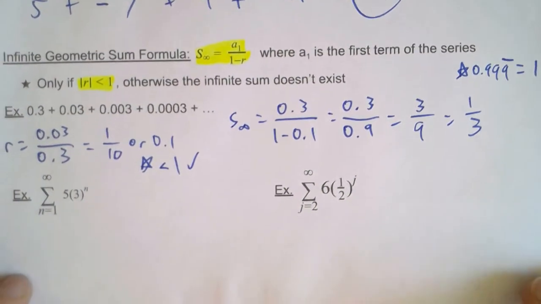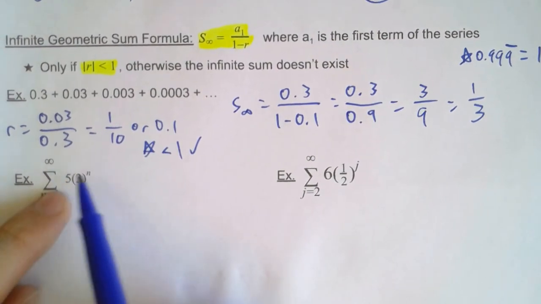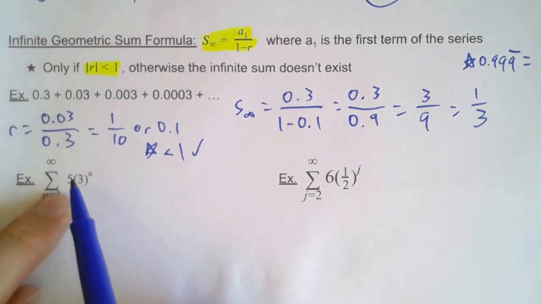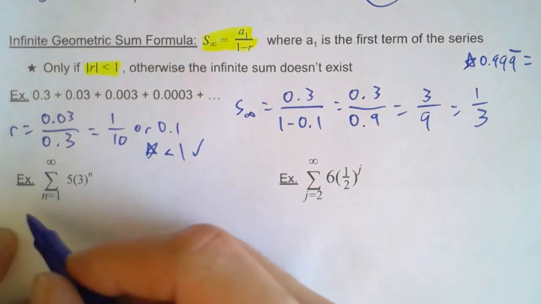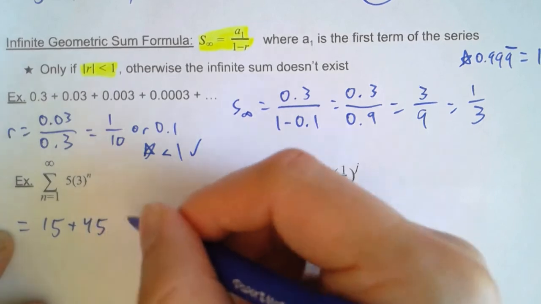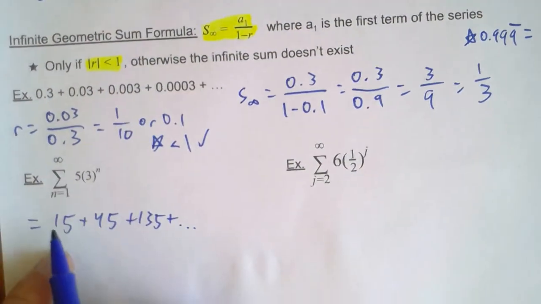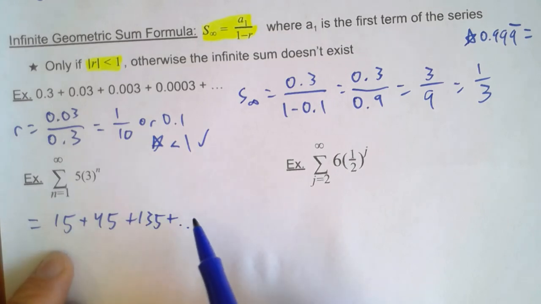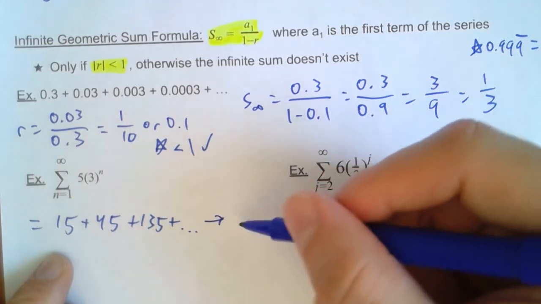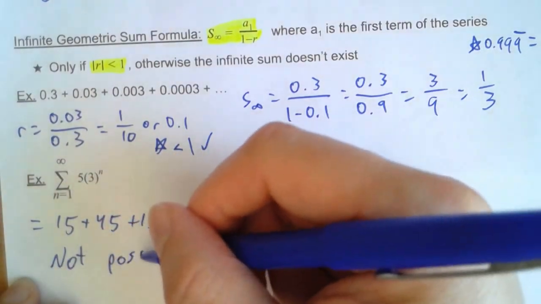All right, just a couple last problems here. So if we take a look at this one, this was the sequence that we looked at before, so we knew what the first few numbers were. We knew this was 15 and then 45, 135. We'll take a look at what's happening. The numbers are getting larger and larger and larger. So you're never going to be able to add up all of these. This is going to go to infinity. This one is not possible.